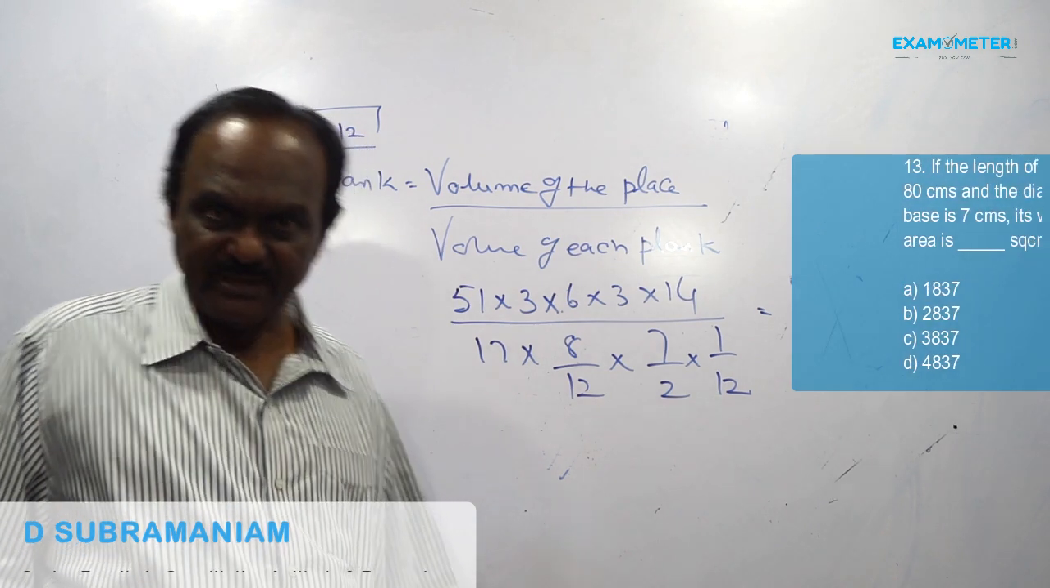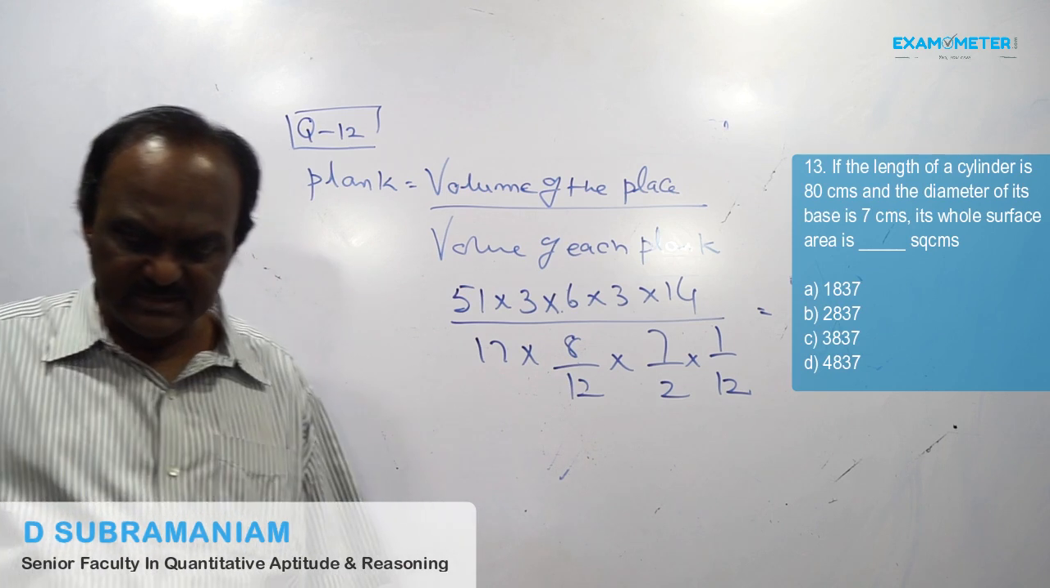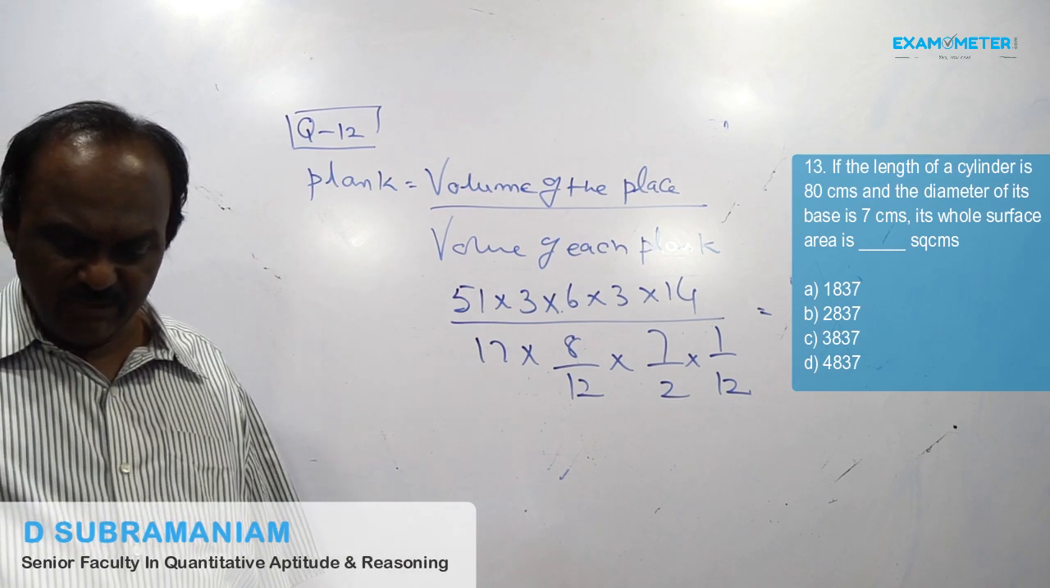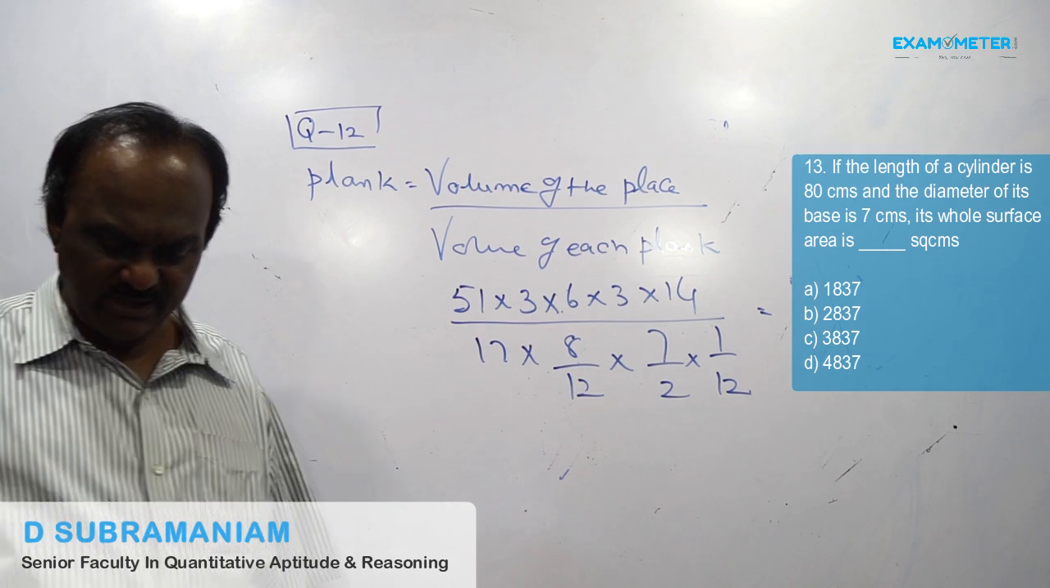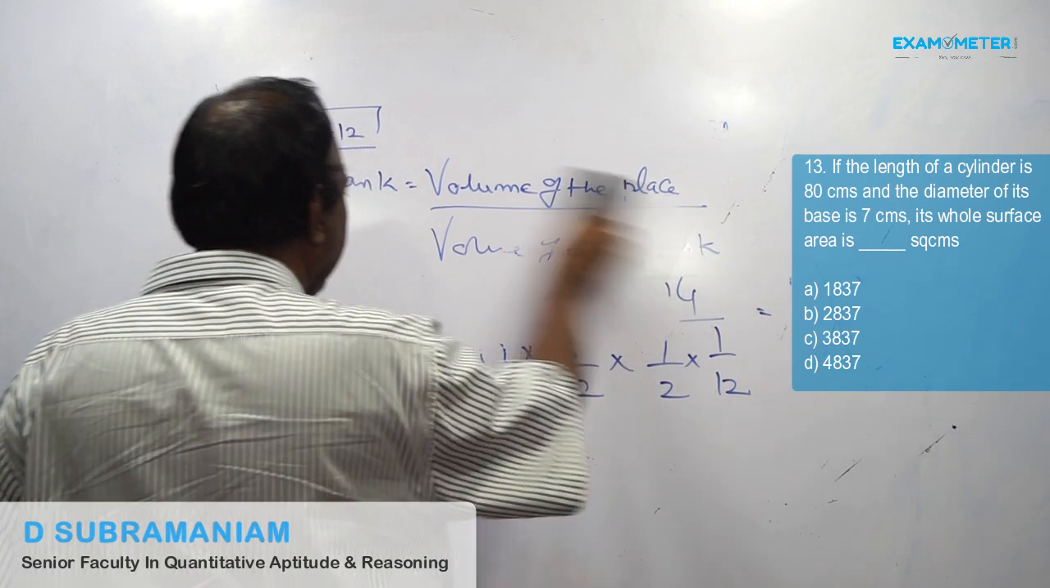Question number 13. If the length of a cylinder is 80 centimeters and the diameter of its base is 7 centimeters, its whole surface area is how much?